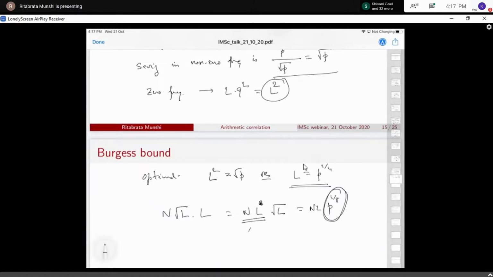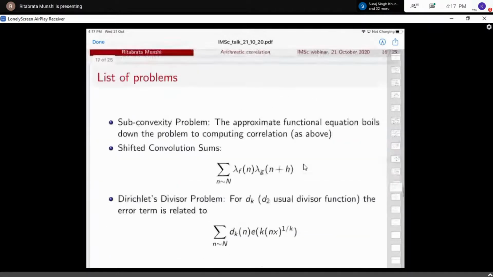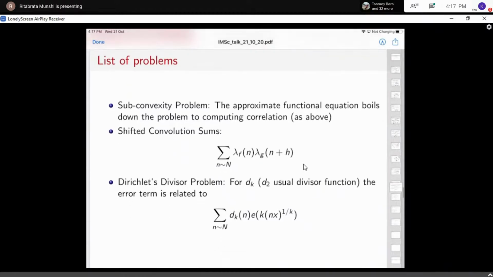Okay, so from here we get that L half F twisted by chi is bounded by P to the power 1/2 minus 1/8, which is P to the power 3/8, which is the Burgess bound. Okay, so it's one of the classical bounds that we have. So by applying the template with a little trick, you can actually get very strong results, like classical results that we have.